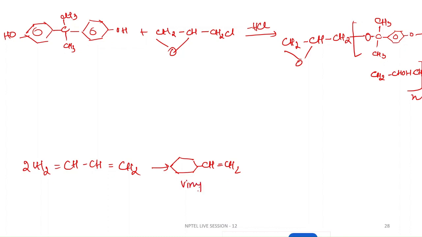This is vinyl cyclohexane. It reacts with hydrogen peroxide, and it forms the synthetic epoxy monomers, right?